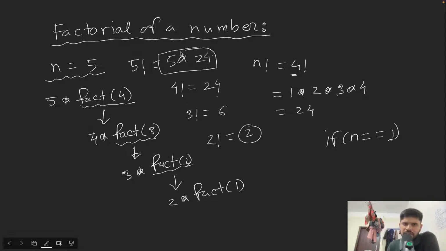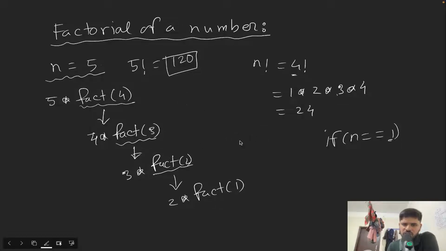Now let's multiply this. What will we get? We will get 120. So let's replace this with 120. Now can we see that we have the value 120 here, which is the factorial of 5? I hope you have understood this concept. Now let's do the same here. What is the value? This is our base case.